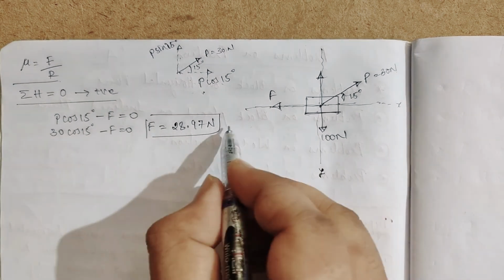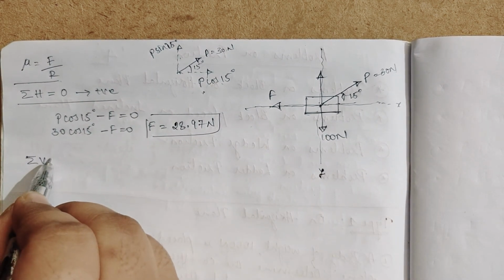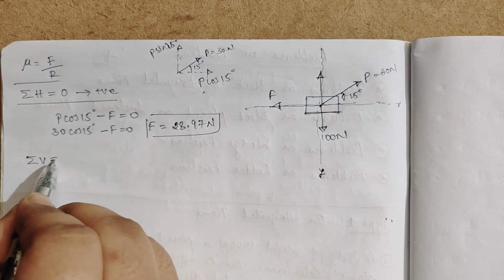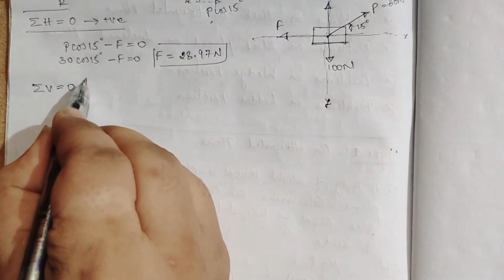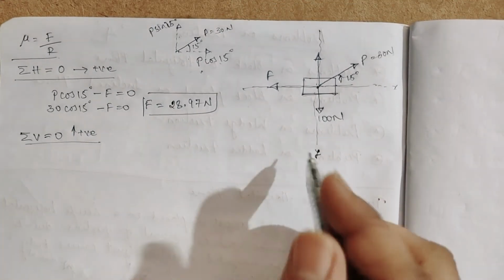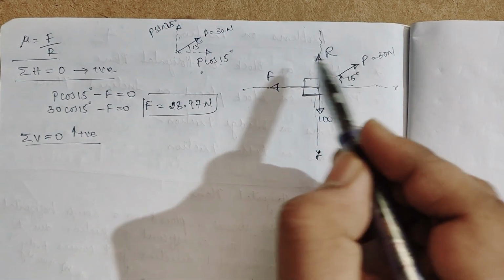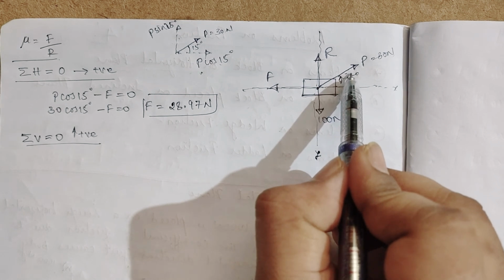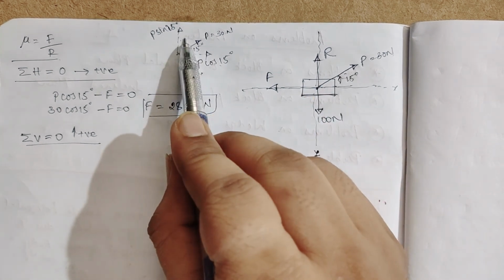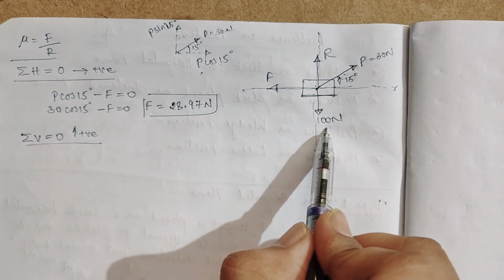Now, sigma vertical force, the summation of all the vertical forces, equals 0, taking upward as positive. So what are the upward forces? Here R is an upward force. Also, the upward component of P, P sin 15 degree, and another vertical force, that is 100 Newton.